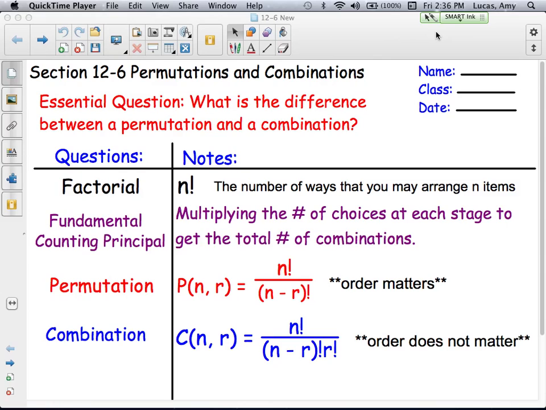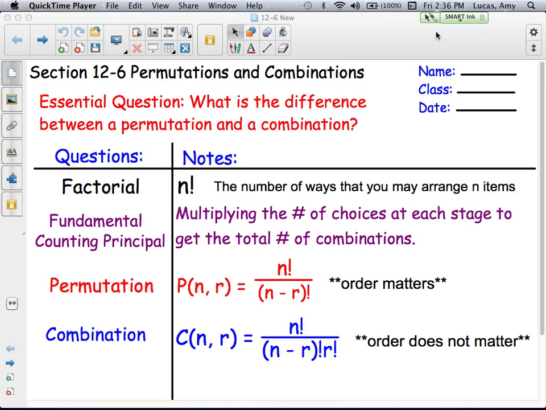The fundamental counting principle is our next vocab word. What that means is multiplying the number of choices at each stage to get the total number of combinations that you could make. So you're going to take all of those numbers and multiply them together to get the total number of combinations that you can make for something.